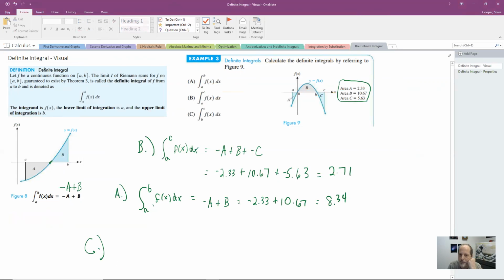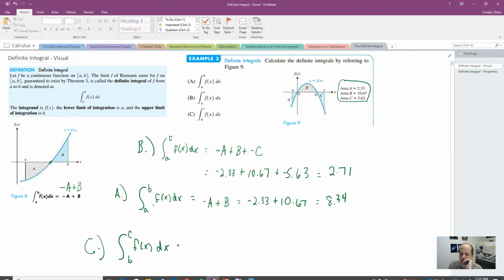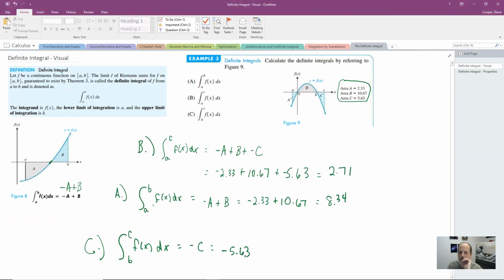All right, so I did them in the wrong order. We're going to do C, which says give me the integral from B to C, f of x dx. Okay, so that's going to be just this portion here between B and C, so that's going to be negative of the area C. So that's going to be negative 5.63.